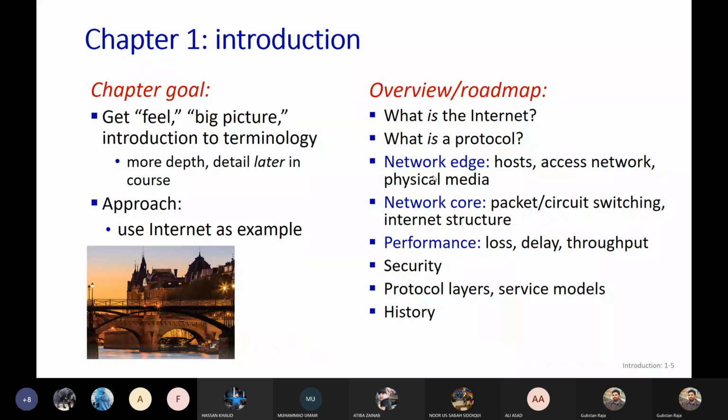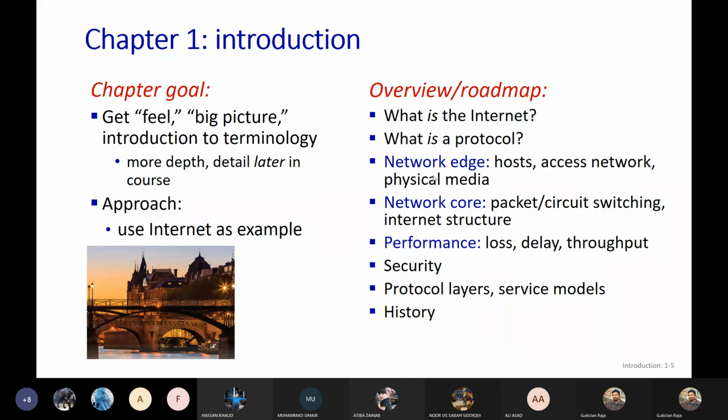What we are going to study in it: we will be starting with what is internet, and then we'll be talking about what is protocol, and then the network edge, the devices which are at the edge of the network. Then there is the core of the network, and we will talk about the methodology of the core of the network, and then performance related issues. We'll do a brief discussion on security, and at the end of this chapter we'll be talking about protocol layers and their service models.